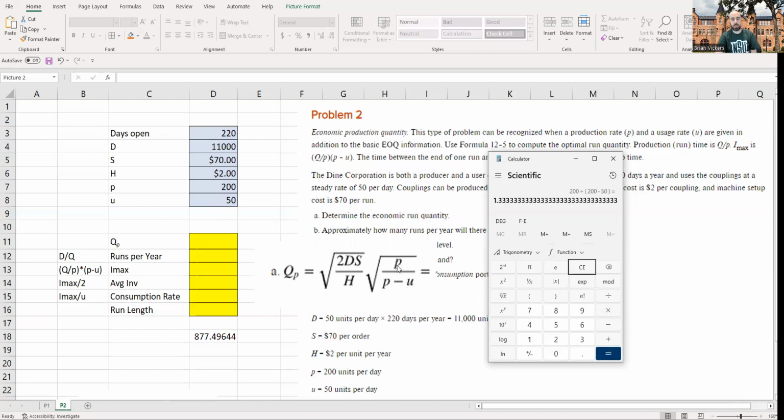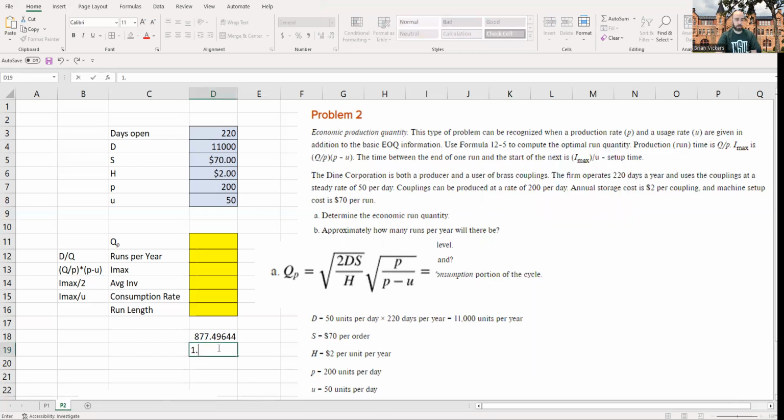So I'm doing 200 here on P divided by P minus U. 200 minus 50 is 150. So it comes out to 200 divided by 150. You can see that's 1.333 repeating. I'm just going to write that down, 1.33333. Again, I'm going to write it out 5 decimal places.